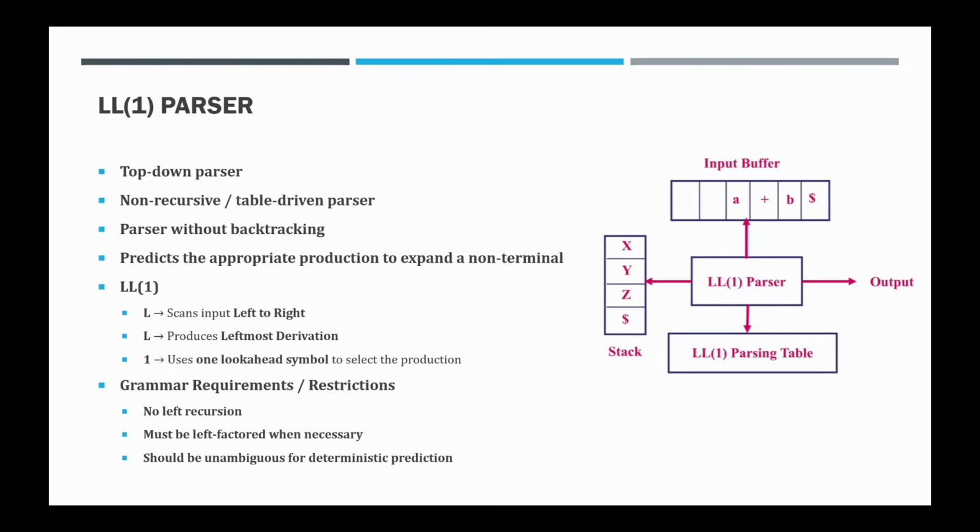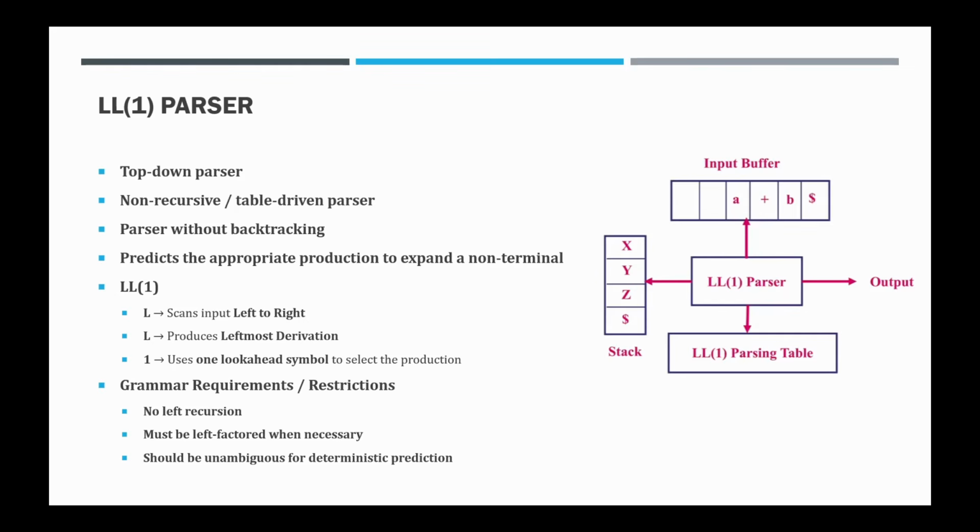This predicts the appropriate production to expand a non-terminal. Normally, a top-down parser takes the non-terminal and expands it. What is the next production to expand? This is what we determine. And this predictive parser predicts the appropriate production to expand a non-terminal. And I already said that a predictive parser is also called an LL1 parser.